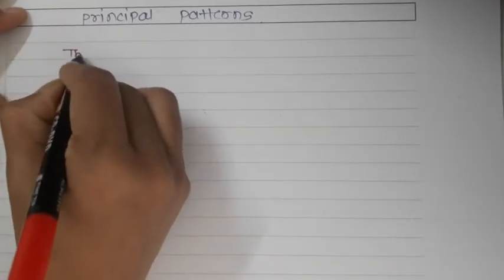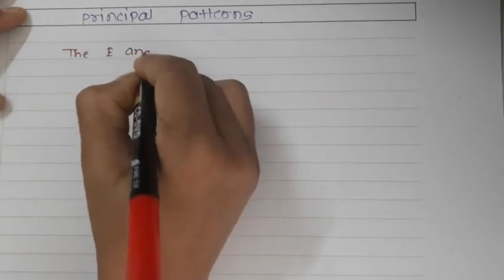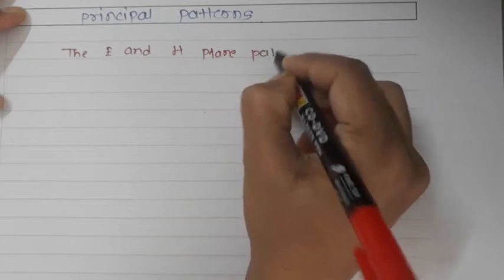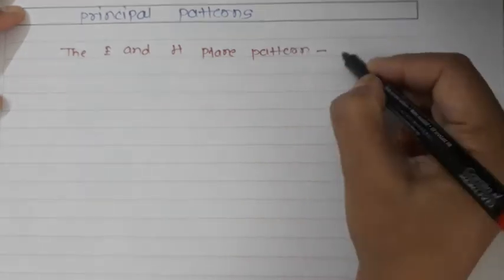Hello all, in today's session we are going to talk about the principal patterns of an antenna and the different plots of an antenna. Generally in practice, to get an idea about the radiation property of an antenna, only E and H plane patterns are sufficient. There is no need for three-dimensional patterns. The E and H plane patterns are called the principal patterns.